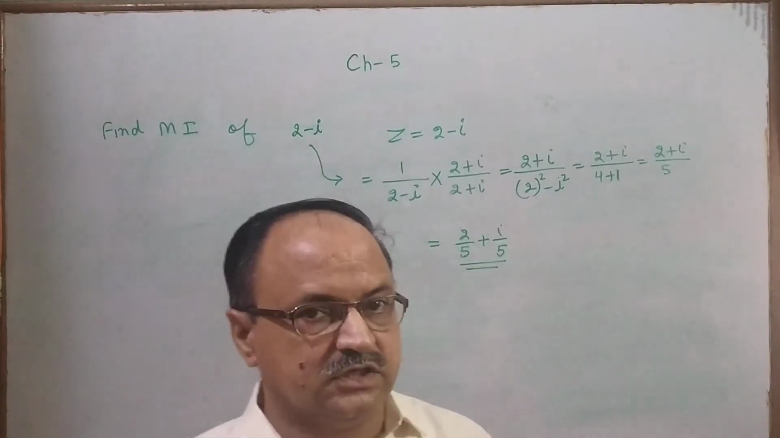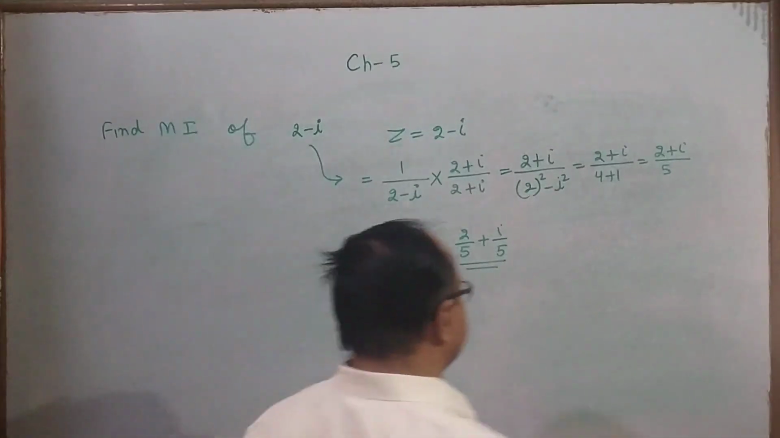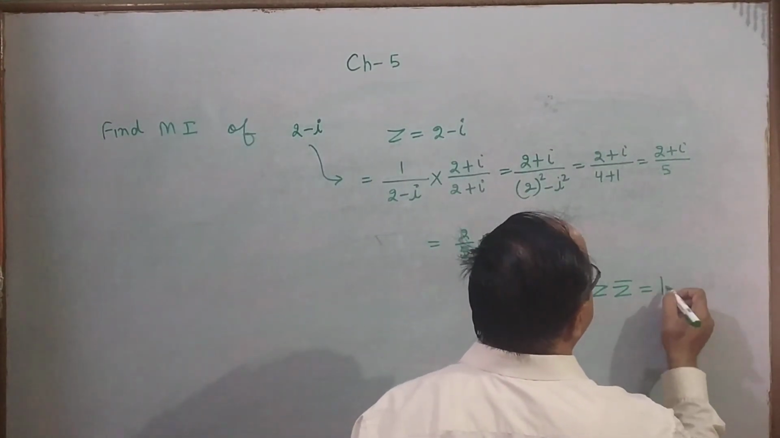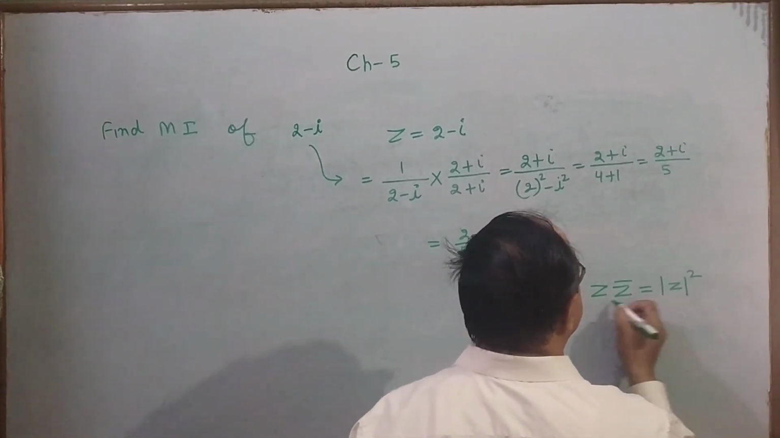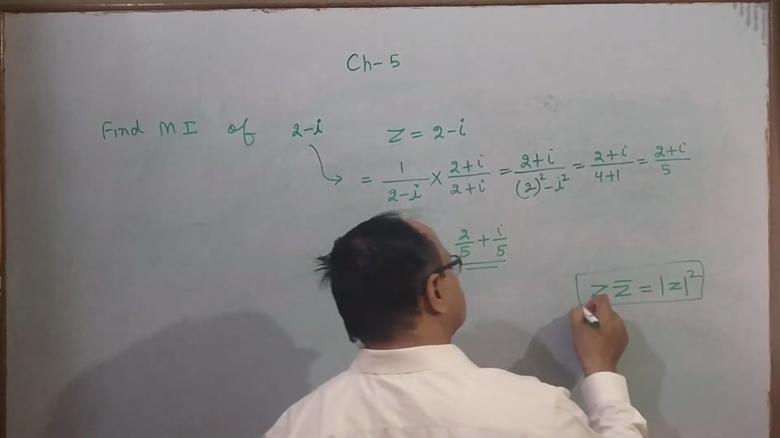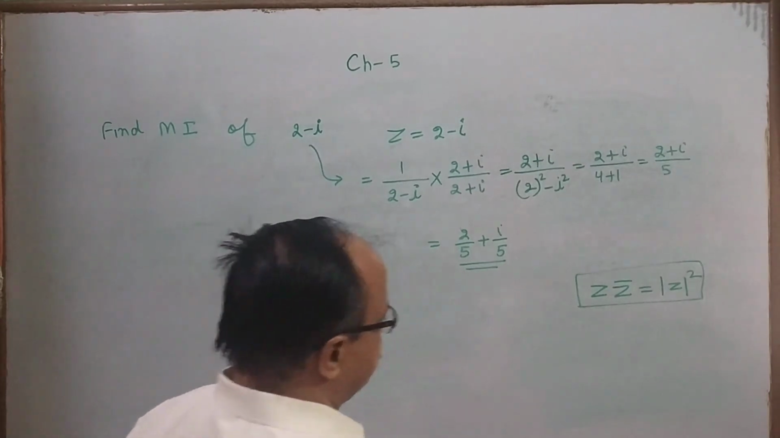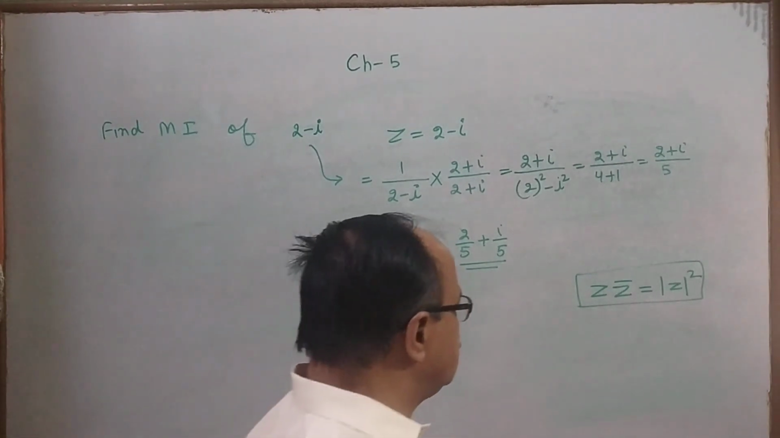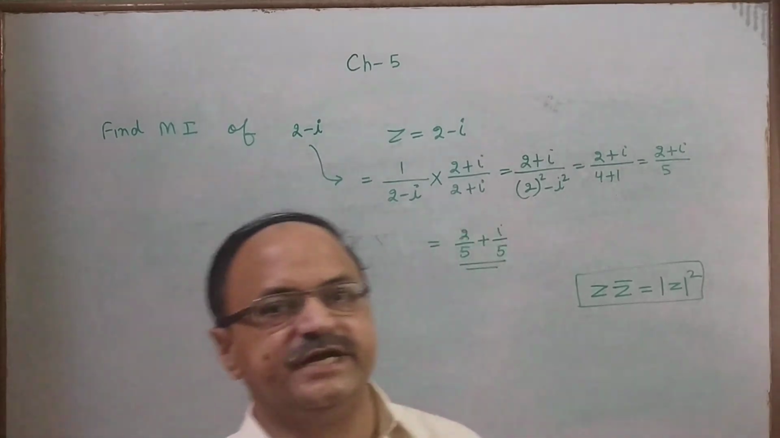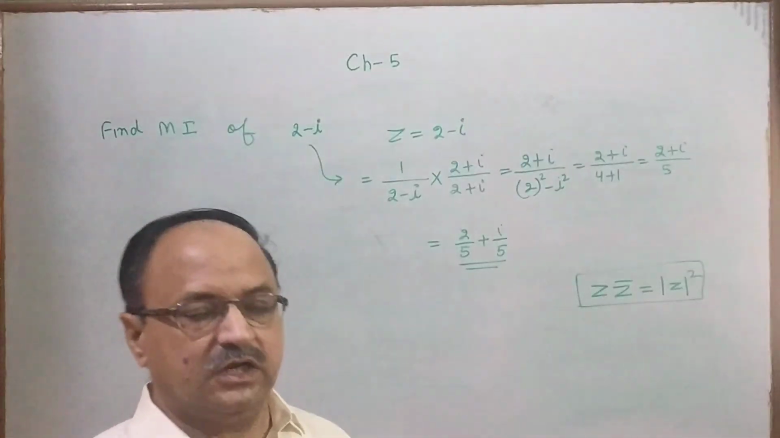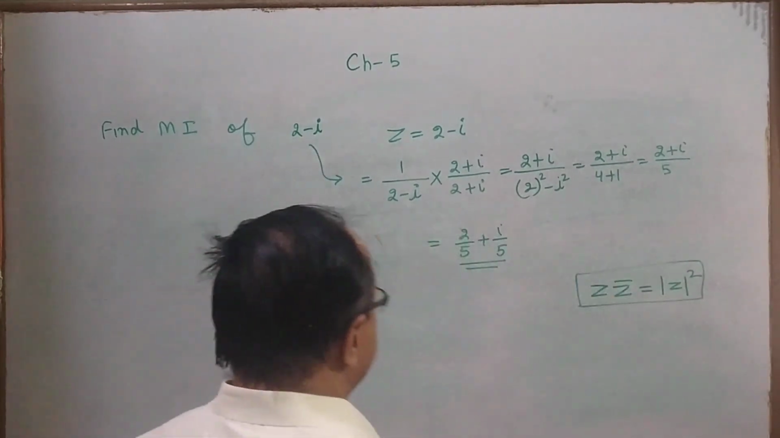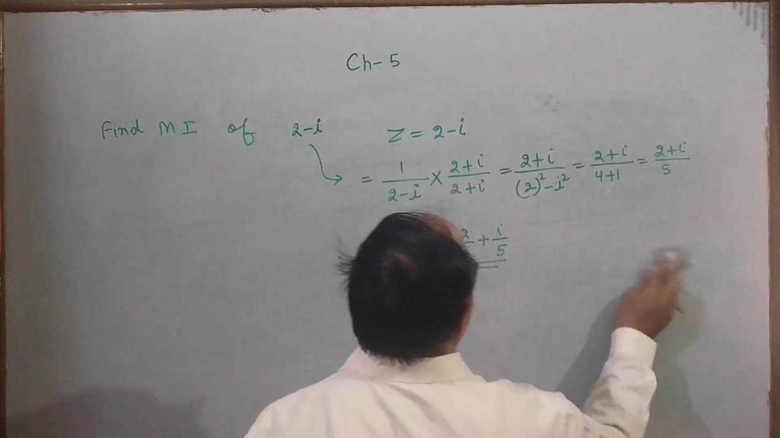Correct? So, there are some properties you know very well. Z into Z conjugate is equal to modulus of Z square. Very important property. Clear? Therefore, you can solve.